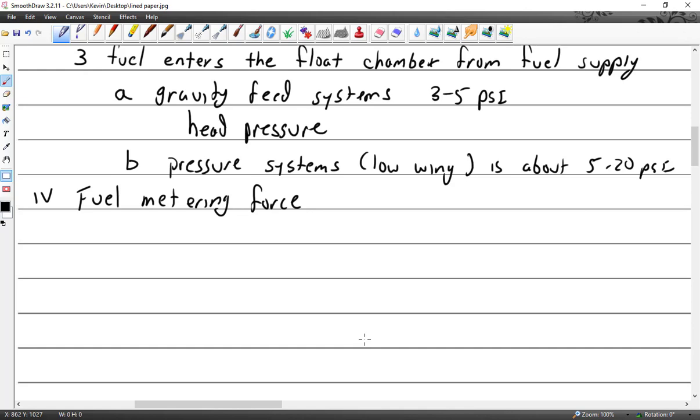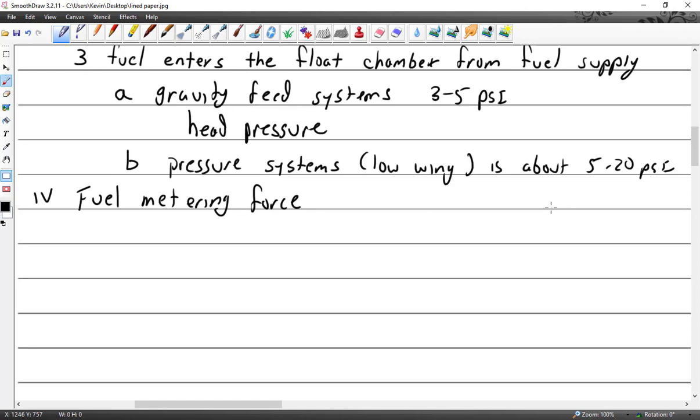Here we go. The difference between the height the fuel rises in the discharge nozzle with no airflow and the edge of the nozzle is very critical, and the force required to lift this distance is known as the fuel metering force. So while I wanted to say it's the distance, they talk about the distance, but then say, oh no, the amount of force required to raise the fuel from the fuel level to the discharge nozzle.